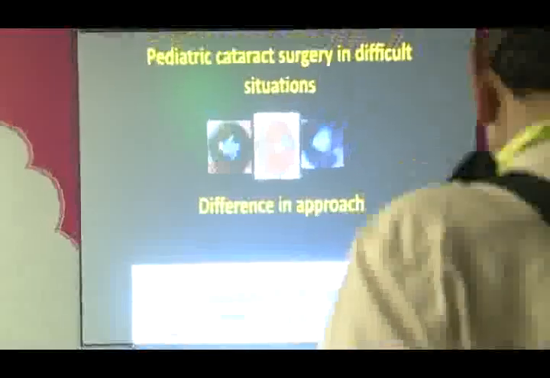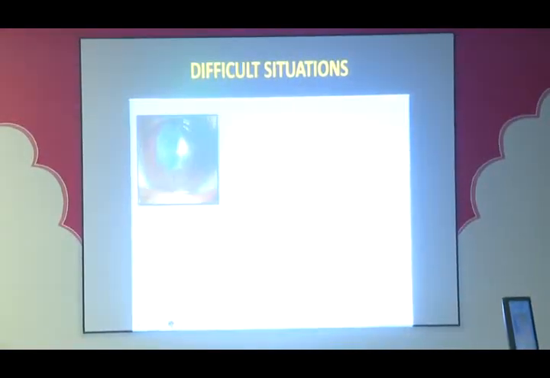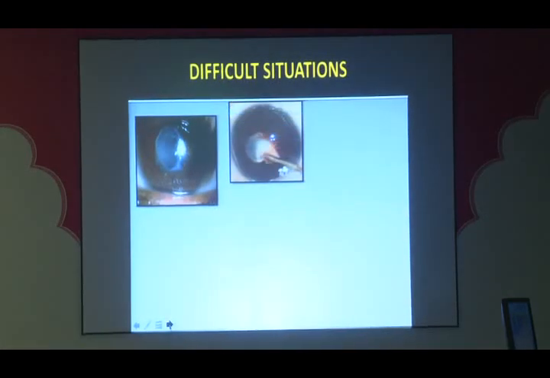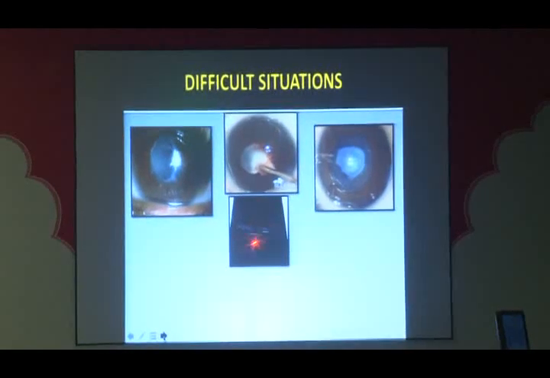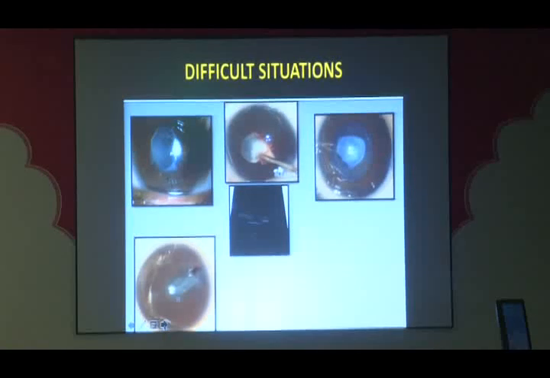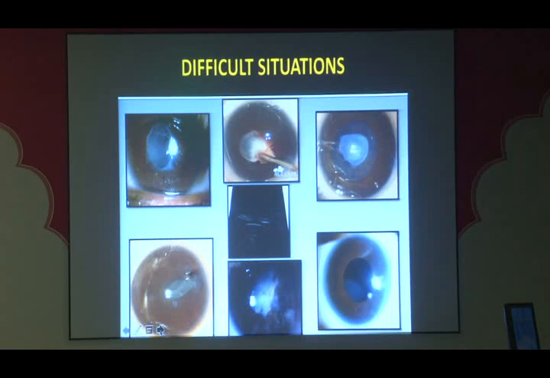So now that you've heard about all the normal situations in a pediatric cataract surgery, I'm going to discuss a few difficult situations and how differently we'll approach them. A few of those situations are small pupils with uveitis, a fibrosed anterior capsule, fibrosed posterior capsule, ruptured posterior capsule with anterior cortex in the anterior vitreous, small pupils, fibrosed anterior capsules, and subluxated lens. So let me do them one by one.